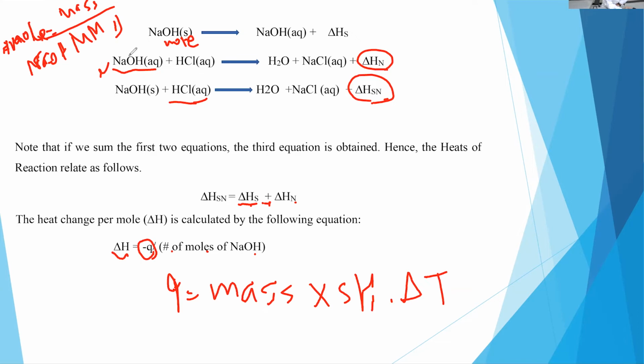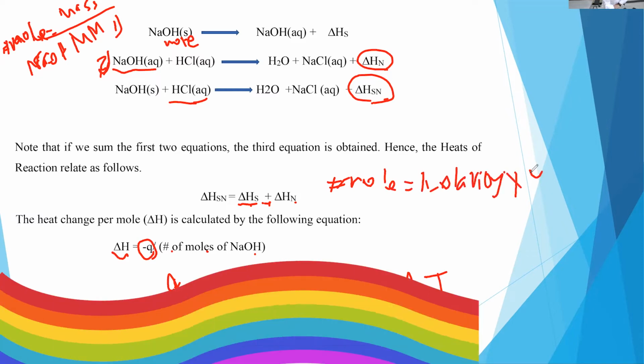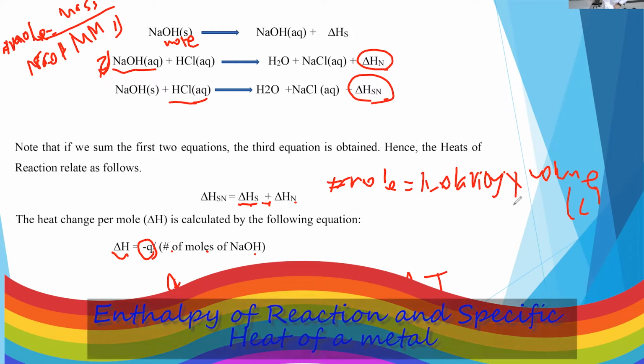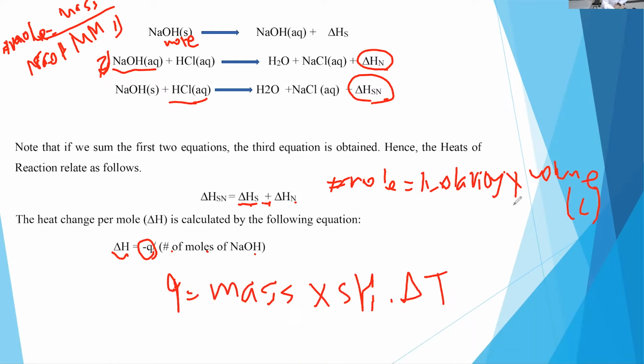One. However, because it's the aqueous solution, the number of moles for the second one would be calculated differently. The number of moles is going to be molarity times volume in liter. So you find the number of moles. We already know how to find the Q, and to find the number of moles, you use the molarity times the volume in liter. That gives you the number of moles. So Q divided by the number of moles for the second one, that would be delta HN.